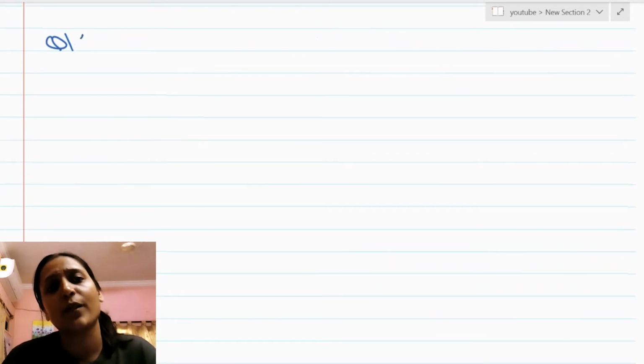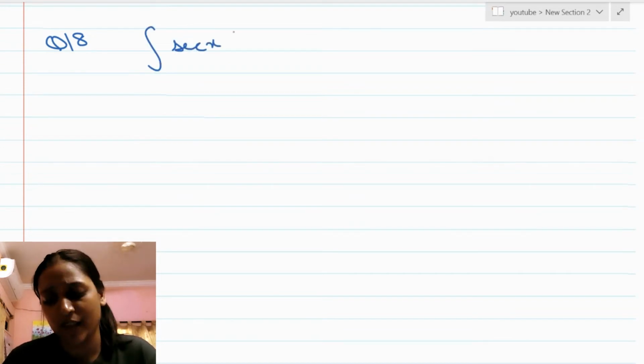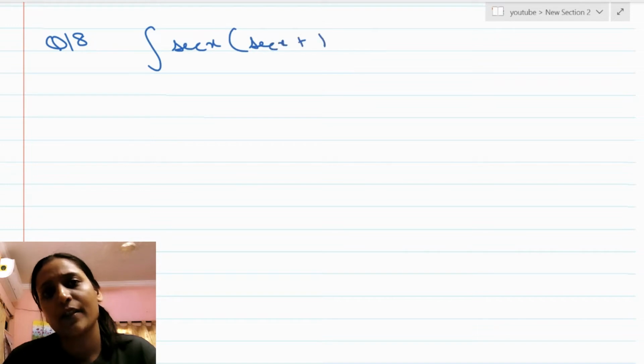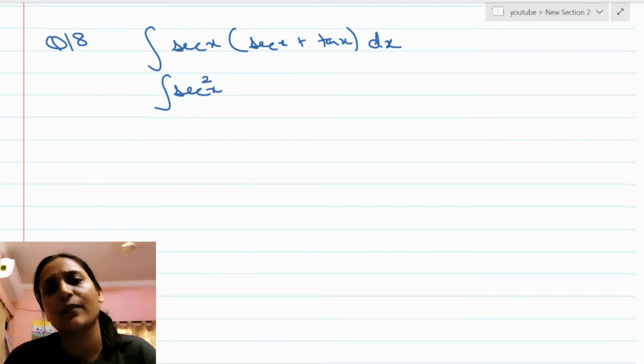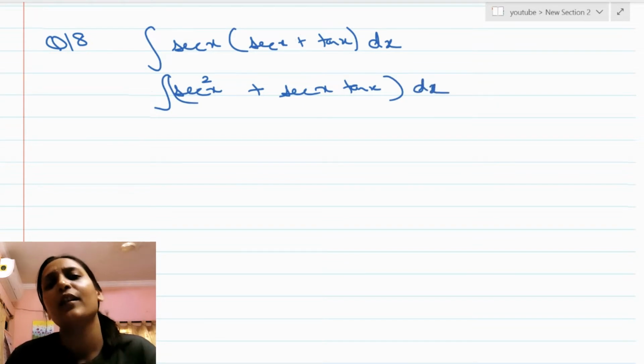17, not 17, question number 18. So question number 18 is given as integral of secant x into (secant x plus tan x) dx. In this question, if we just expand this, that will give us an idea as to how to integrate. So secant x into secant x would be secant square x plus secant x into tan x would be secant x tan x, times dx. So integral of secant square x is a direct formula.